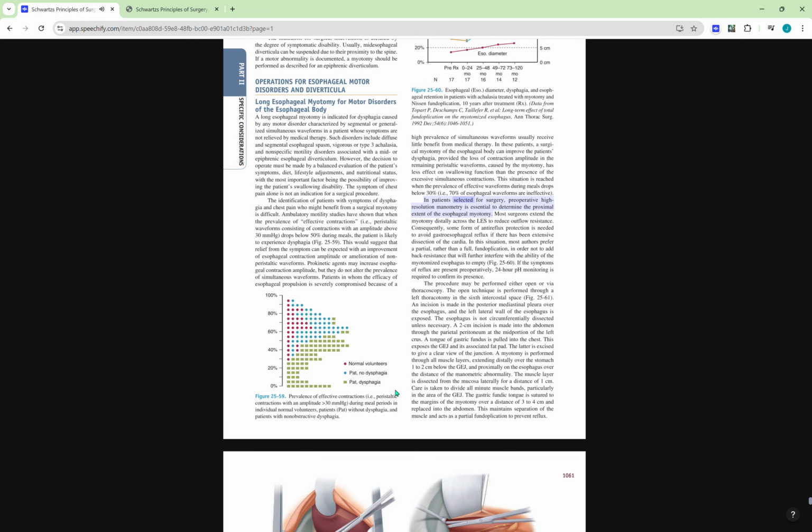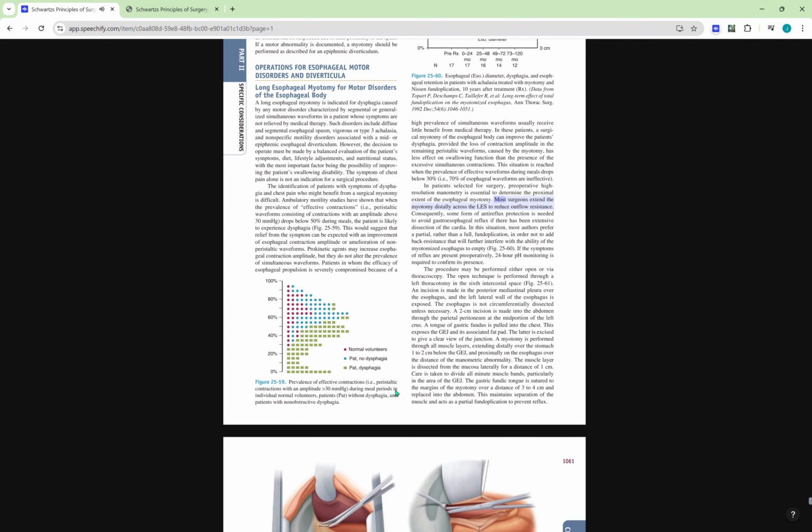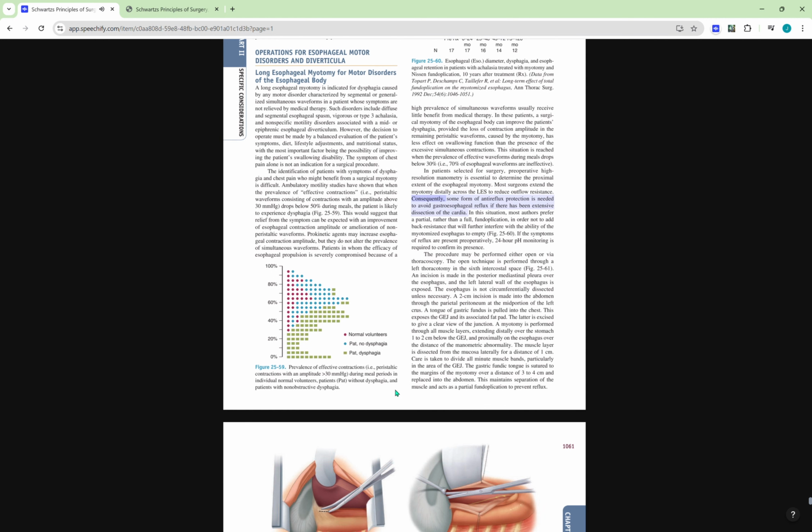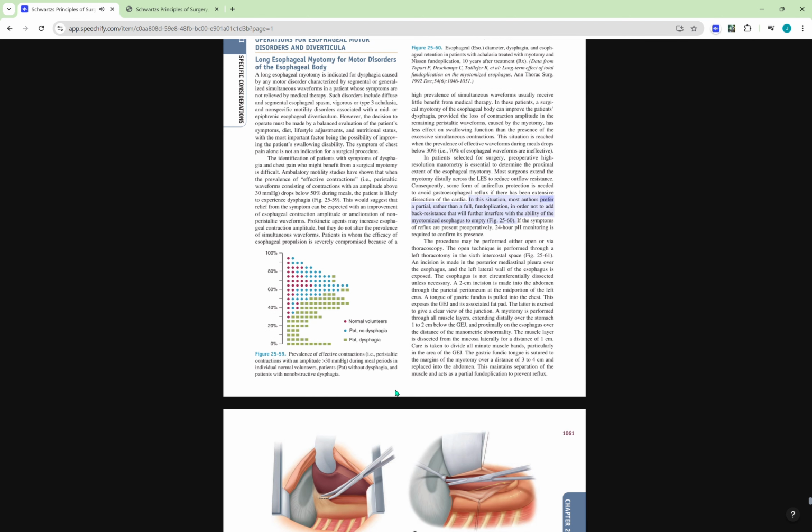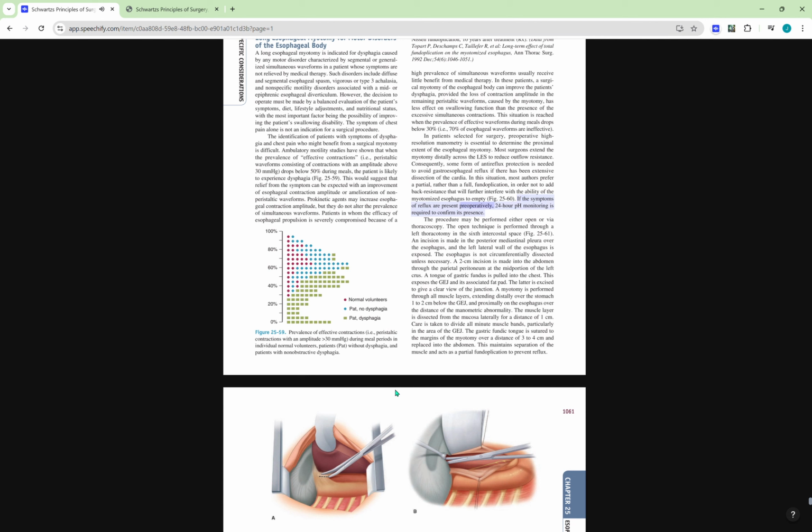In patients selected for surgery, preoperative high-resolution manometry is essential to determine the proximal extent of the esophageal myotomy. Most surgeons extend the myotomy distally across the LES to reduce outflow resistance. Consequently, some form of anti-reflux protection is needed to avoid gastroesophageal reflux if there has been extensive dissection of the cardia. In this situation, most authors prefer a partial rather than a full fundoplication in order not to add back resistance that will further interfere with the ability of the myotomized esophagus to empty. If the symptoms of reflux are present preoperatively, 24-hour pH monitoring is required to confirm its presence.